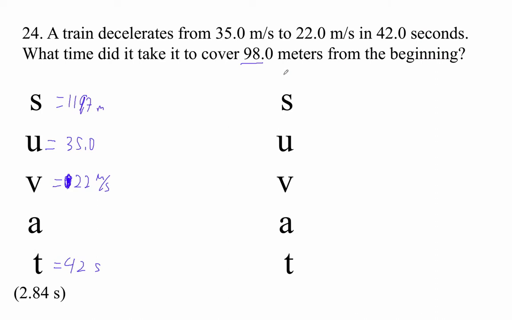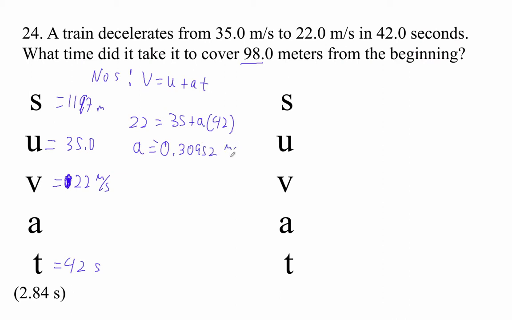So we just want to know how long it takes to go the first 98 meters, which will be less time. But what we really want to find is the acceleration. So let's use no s to find a. So v is u plus at. 22 is equal to 35 plus a times 42. So 22 minus 35, divided by 42. a is negative 0.30952 meters per second squared.